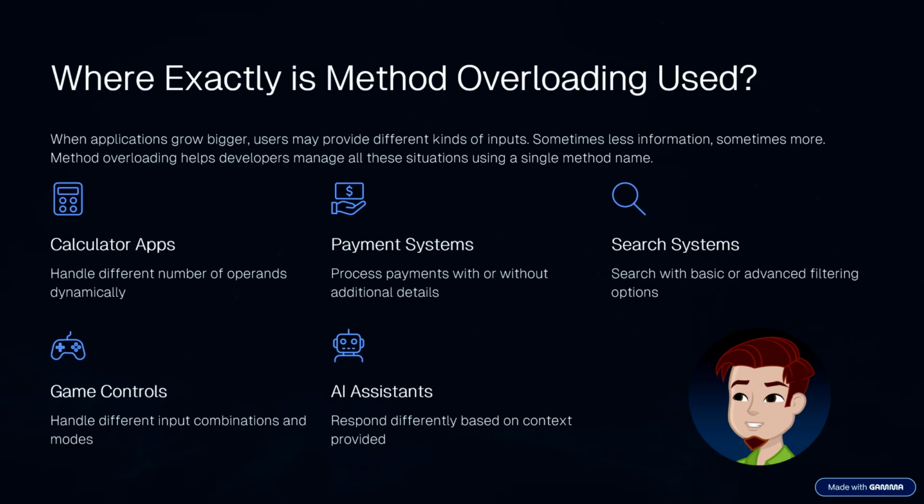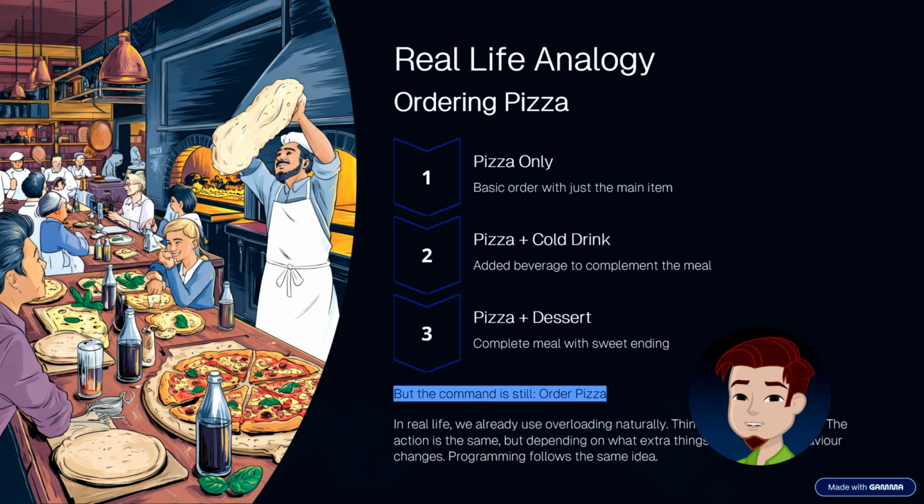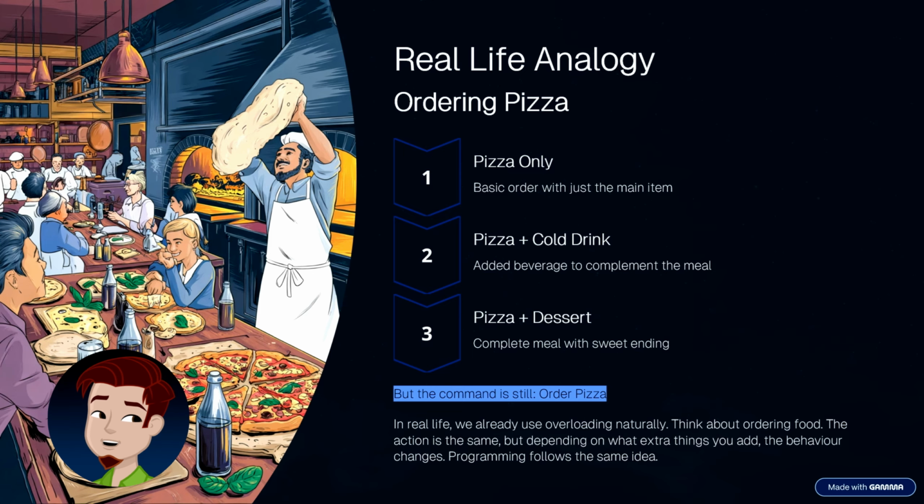Now let's understand this with a very simple real-life example. Imagine ordering pizza. Sometimes you order only pizza. Sometimes pizza with a cold drink. And sometimes pizza with dessert. But in every case, the action is still the same. Order pizza. Only the details change. Programming follows the exact same concept. One method name can behave differently depending on the inputs provided.